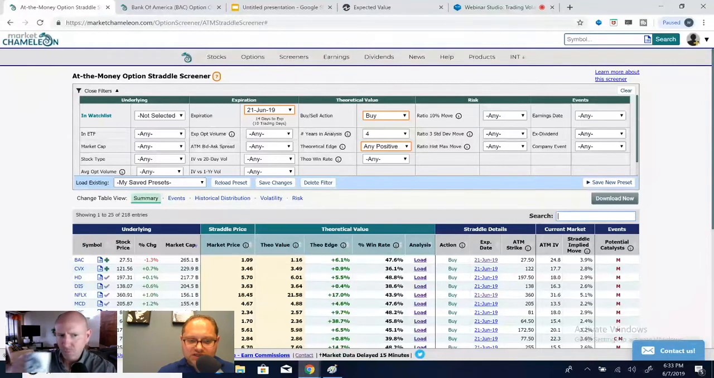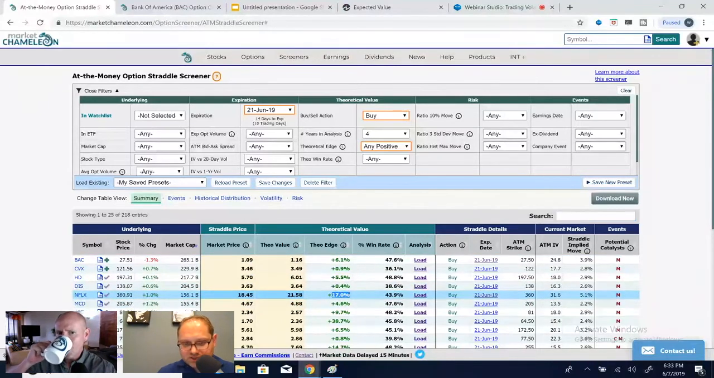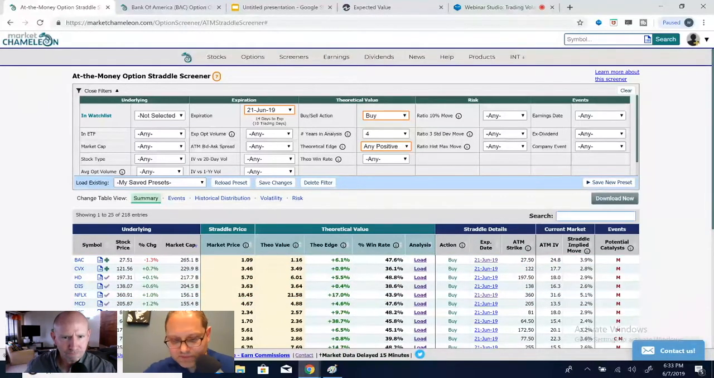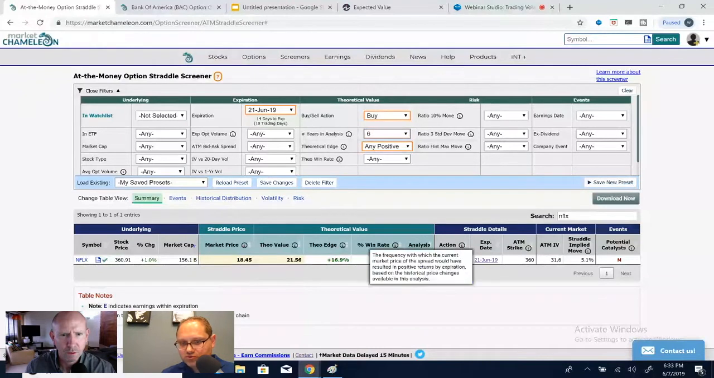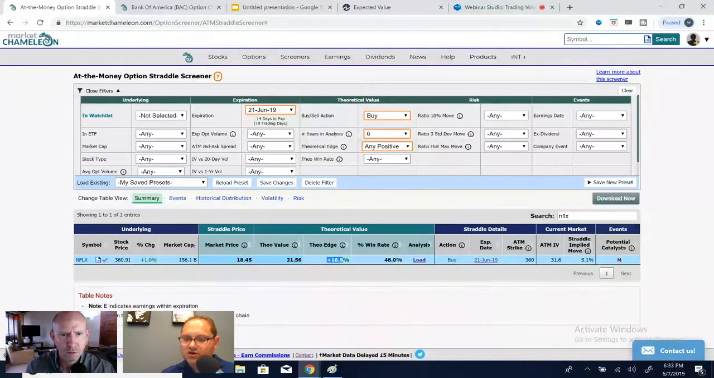So I'm just going to isolate here. I see Netflix 17% edge, right? Another thing you could do is say, okay, in the last 4 years, based on the 4-year data, that's my theoretical value, that's my theoretical edge, that's the win rate. You could change that. Well, what about in the last 2 years of history? You could still see, even using 2 years of history, you could go to 6 years, and that's one way to test the data, longer term and shorter term.